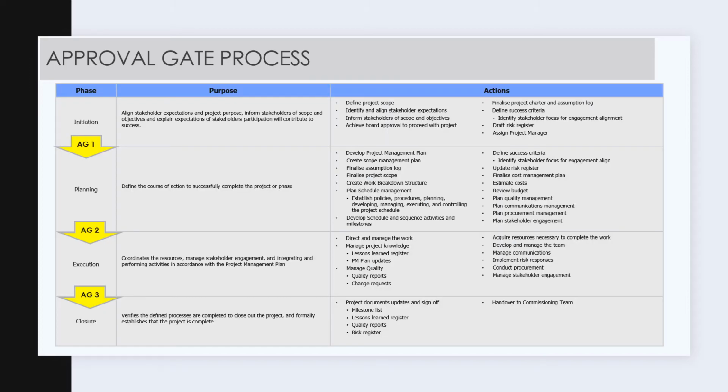The work breakdown structure comprises 4 independent phases: initiation, the planning phase, execution, and the closure. We have 3 approval gates that must be completed before the next phase commences. So once the initiation phase is completed, we have arrived at approval gate 1 and then can proceed on to the planning phase.